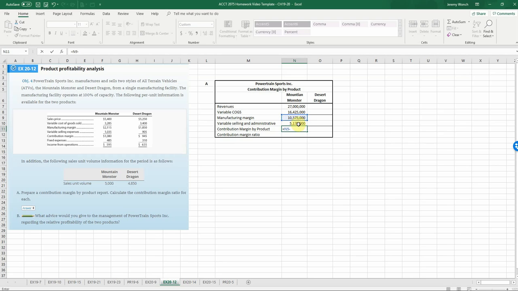Subtract that to get our contribution margin of 5,400, and then for a contribution margin percentage, divide contribution margin by sales. And then for the Desert Dragon, they have a sales quantity of 4,850 and a selling price of 5,250.